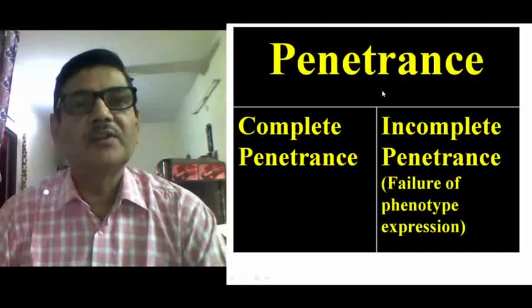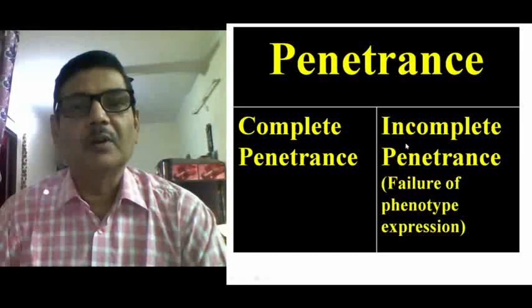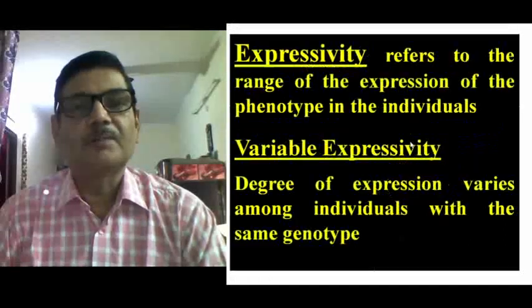Now penetrance is of two types, that is complete penetrance. All those individuals who show the presence of the trait show complete penetrance, whereas there are individuals who do not show the phenotype at all, so they are considered as showing incomplete penetrance. That is, failure of expression of the phenotype comes under incomplete penetrance.